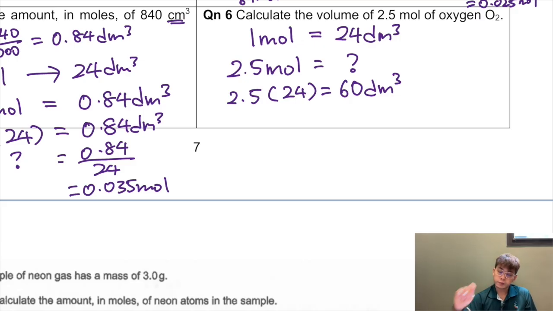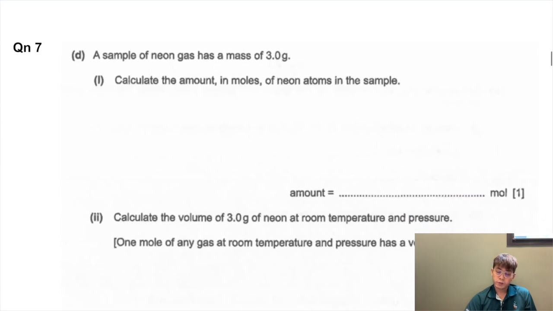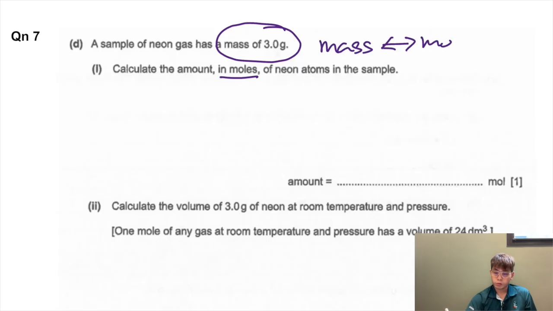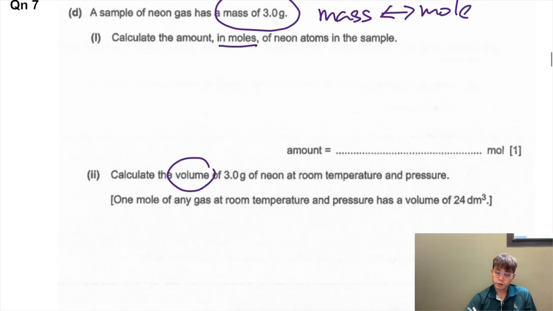Alright? Okay. So question 7 is where we have to use both. So the first one is, I'm given mass and then I want moles. So first is to convert from mass to mole. After that, I want to calculate volume. So that means now I need to go from mole to volume. So let's try it, okay?